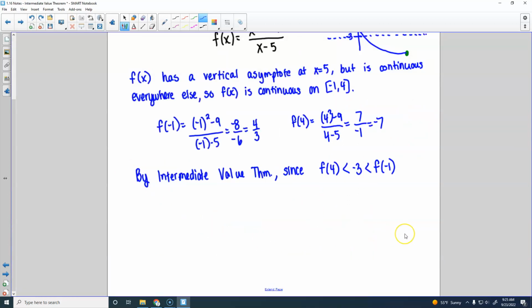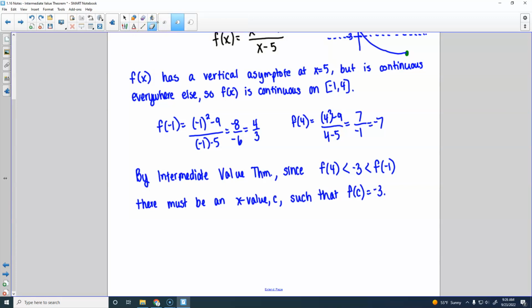So since we know that is true, there must be an x value c such that f of c equals -3.